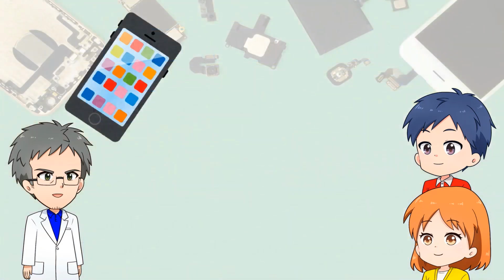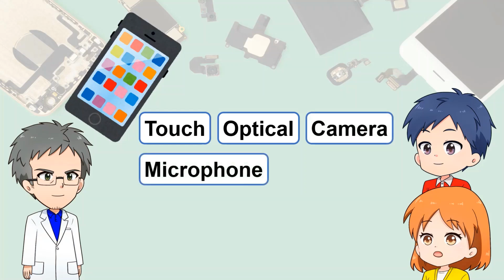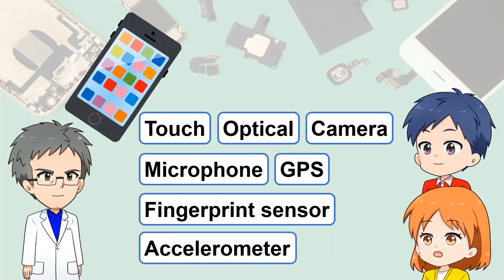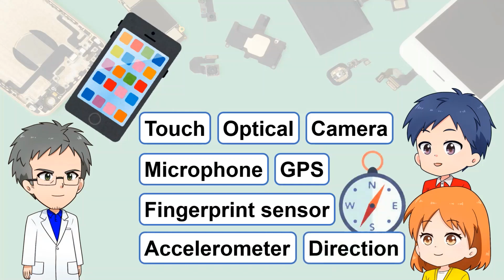How about a smartphone? What kind of sensors are used? There's the touch sensor, optical sensor, camera, microphone, GPS, fingerprint sensor, what else is there? Wait. Leave something for me to say. There are still many sensors. The accelerometer? Many more. Think about the apps you use. A direction sensor? I think there's a compass. That's correct. Is there anything else? I can't think of anything else.